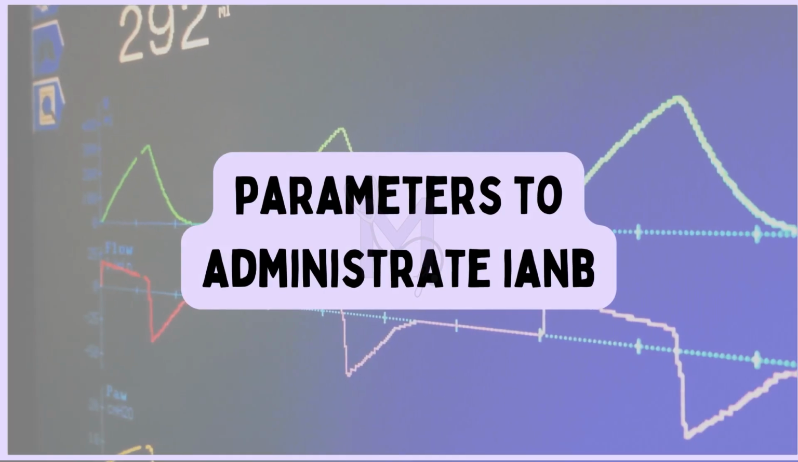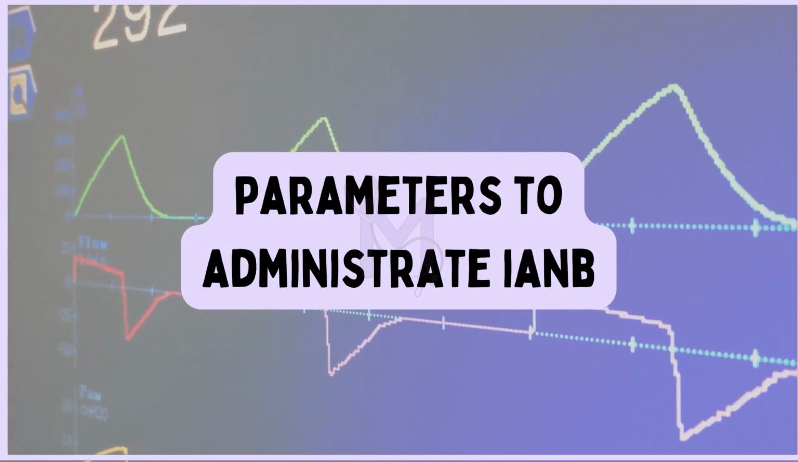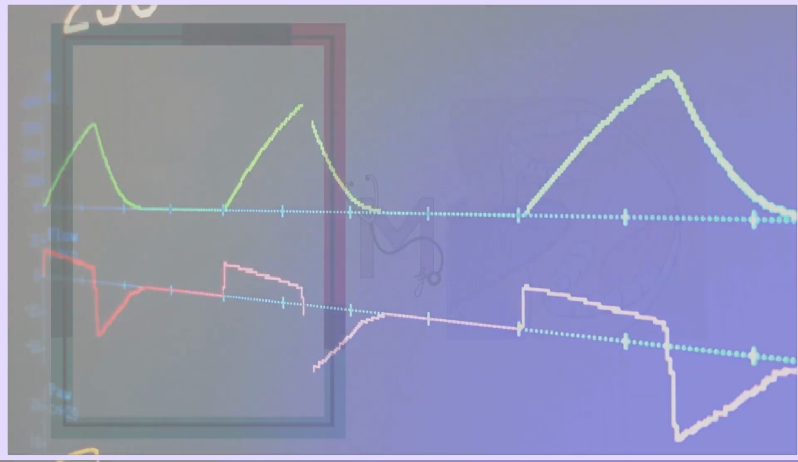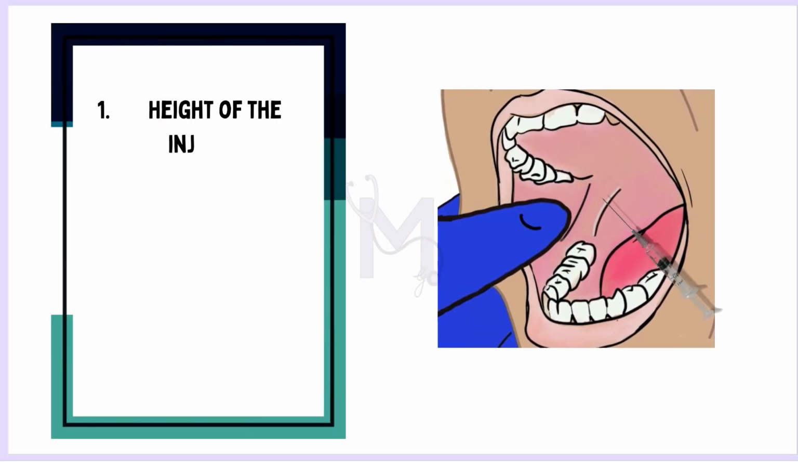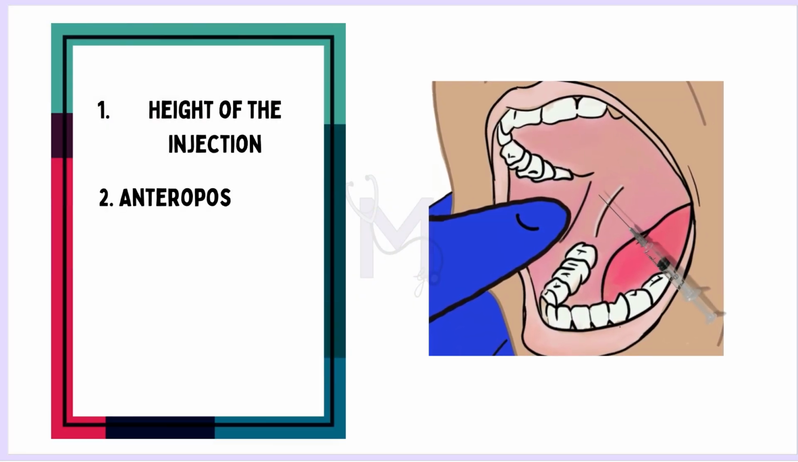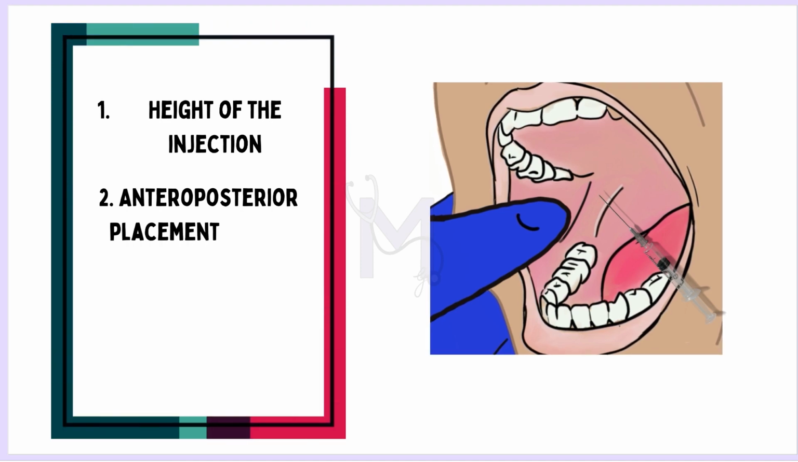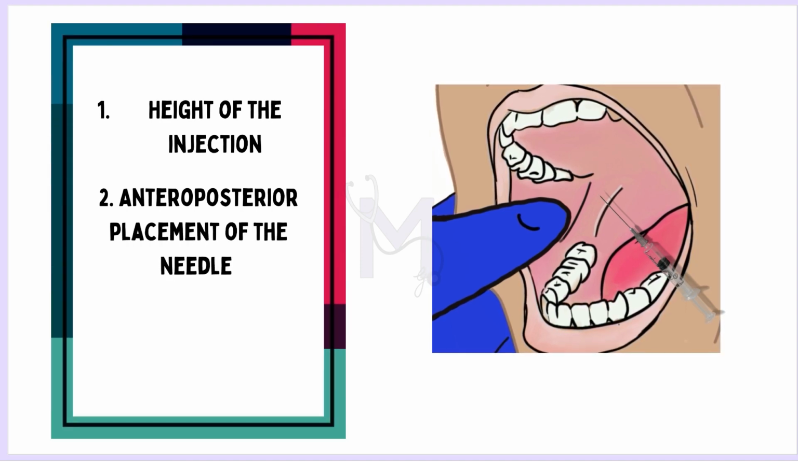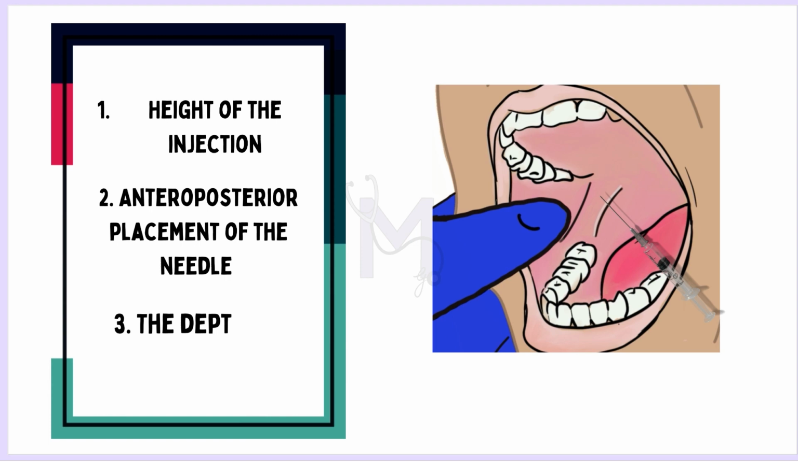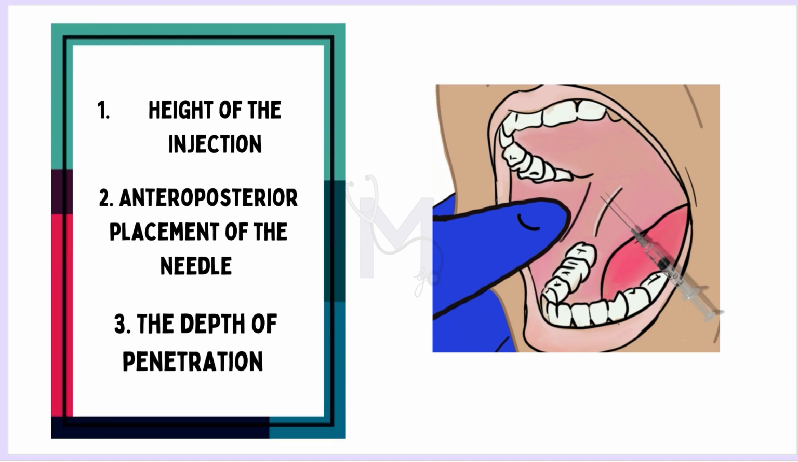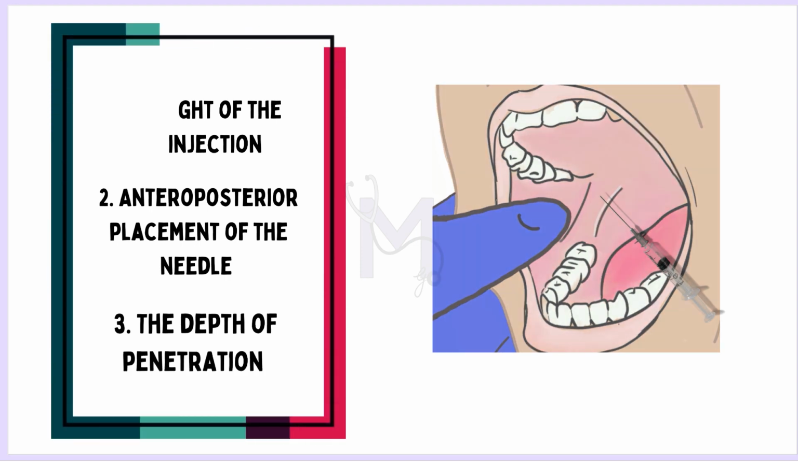Three parameters must be considered during the administration of an inferior alveolar nerve block. 1. The height of the injection. 2. The anterior-posterior placement of the needle, which helps to locate a precise needle entry point. And 3. The depth of penetration, which determines the location of the inferior alveolar nerve.